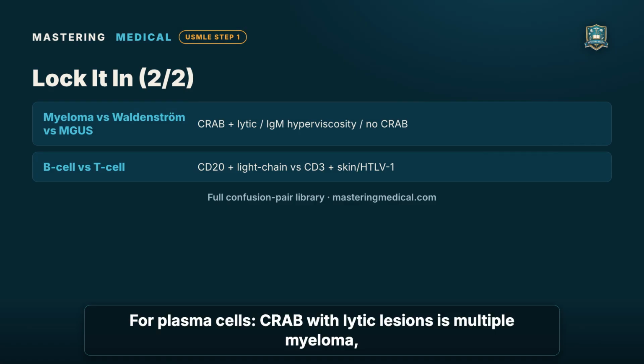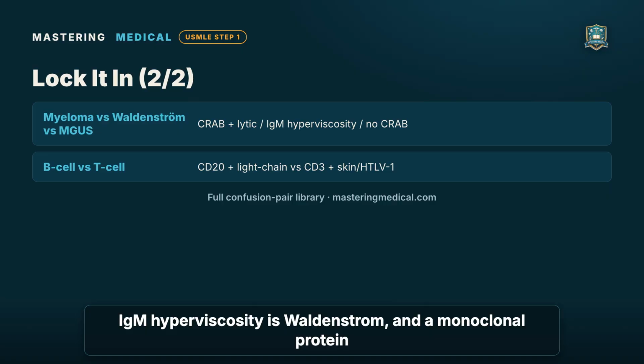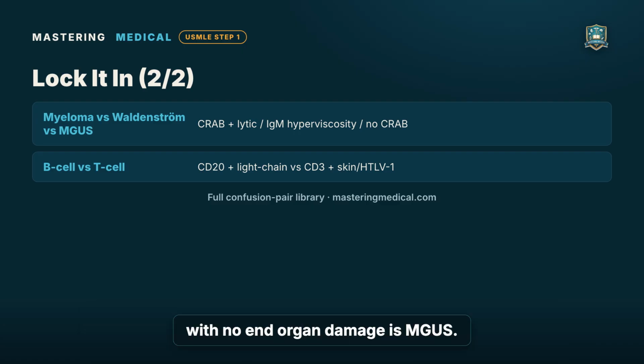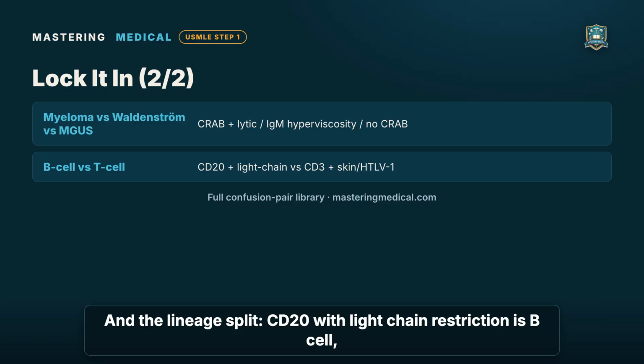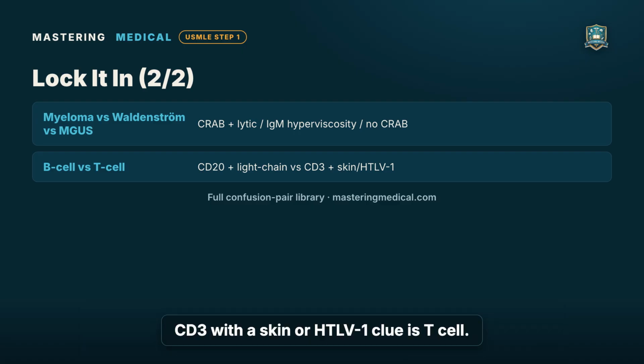For plasma cells, CRAB with lytic lesions is multiple myeloma. Immunoglobulin M hyperviscosity is Waldenstrom, and a monoclonal protein with no end organ damage is MGUS. And the lineage split: CD20 with light chain restriction is B cell, CD3 with a skin or HTLV1 clue is T cell. That completes the hematology series: anemias, bleeding and clotting, leukemias and marrow, and now lymphoma and plasma cells.